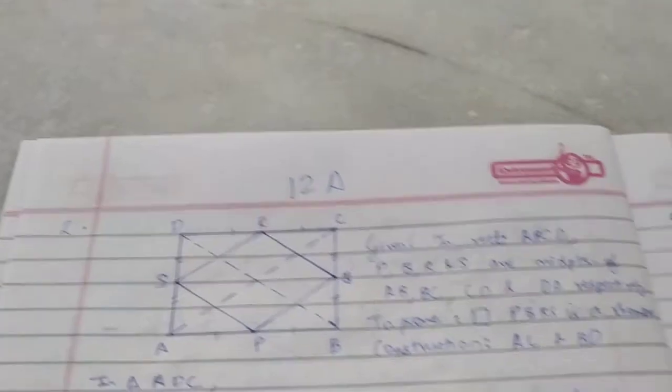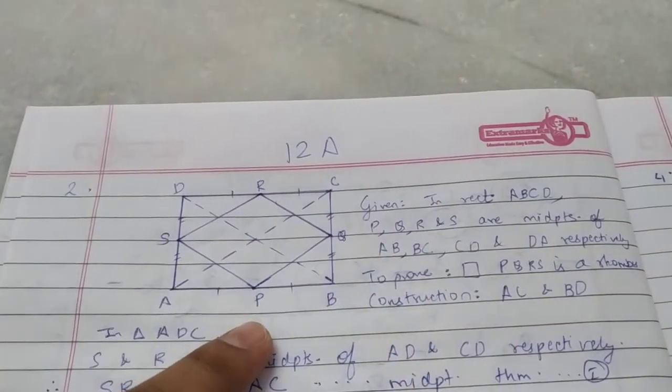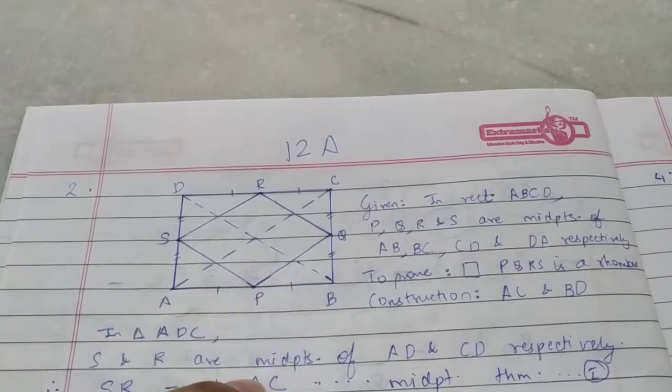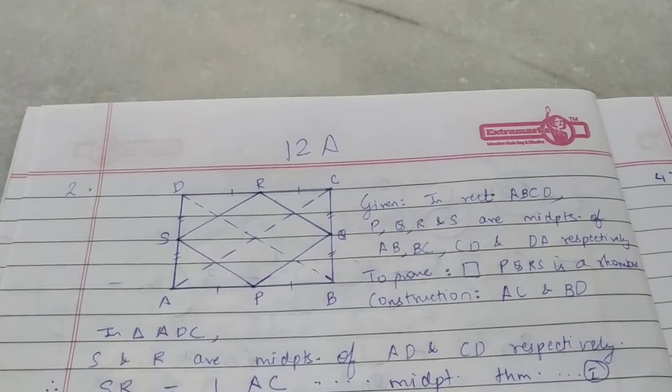So write the given. In rectangle ABCD, PQRS are the midpoints of the respective sides. To prove that PQRS is a rhombus, which means we have to prove that PQ is equal to QR is equal to RS is equal to SP. Because if all sides are equal, that's a rhombus. Constructions, draw the diagonal.